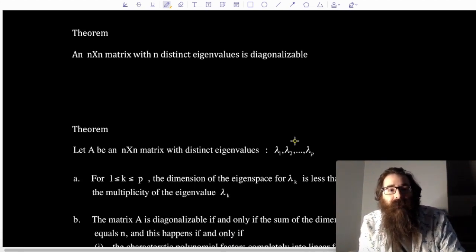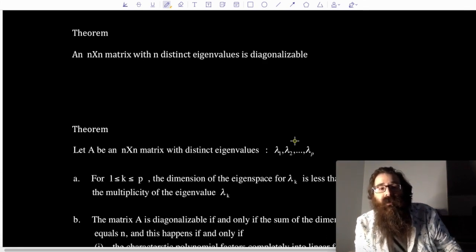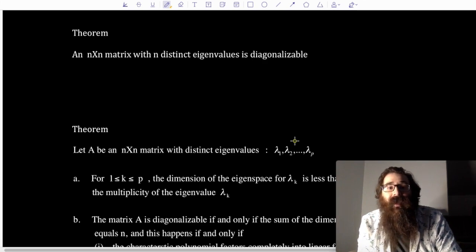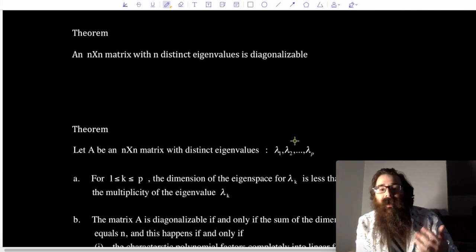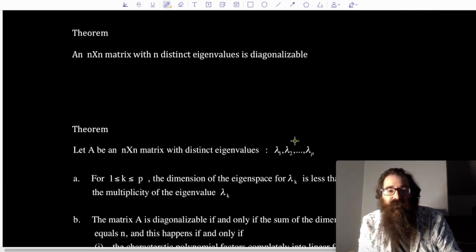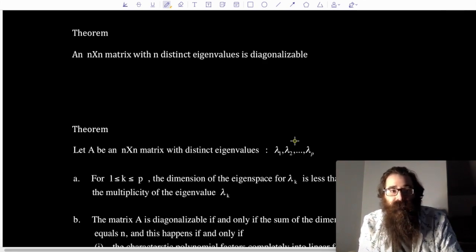An n by n matrix with n distinct eigenvalues is diagonalizable. And let's sort of talk about why this is. We noticed that the issues that we ran into are when we had some eigenvalue of multiplicity other than 1. If I have an eigenvalue of multiplicity k, I need that eigenvalue to give me exactly k eigenvectors. So if I have an eigenvalue of multiplicity 2, it better give me 2 eigenvectors. If I have an eigenvalue of multiplicity 3, like we just ended with, it better give me 3 eigenvectors.